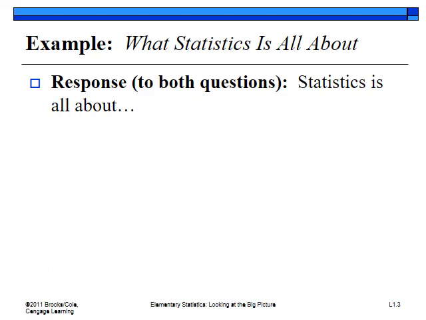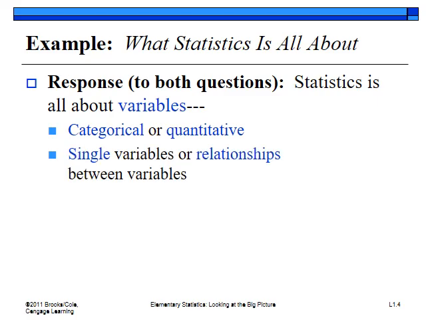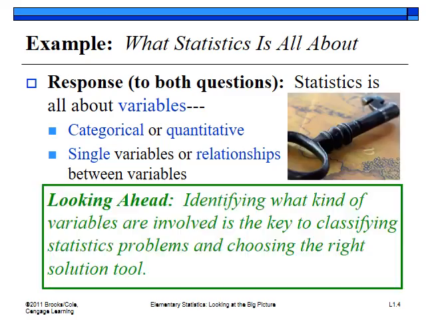The answer to both of these questions is that statistics is all about variables. Statistical variables may be categorized as either categorical or quantitative. We'll talk about the definitions of those later. We may also consider a single variable or a relationship between two variables. Identifying whether a variable is categorical or quantitative, and whether we're considering a single variable or a relationship between variables, is critical when it comes to choosing what techniques we want to use to solve problems at hand.